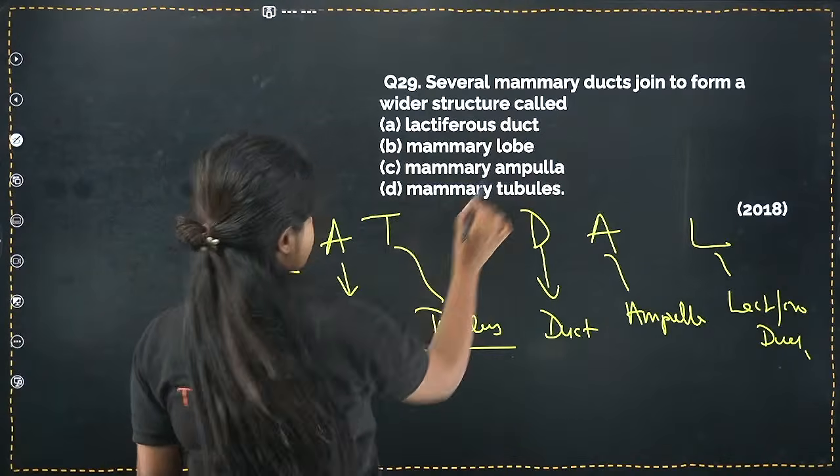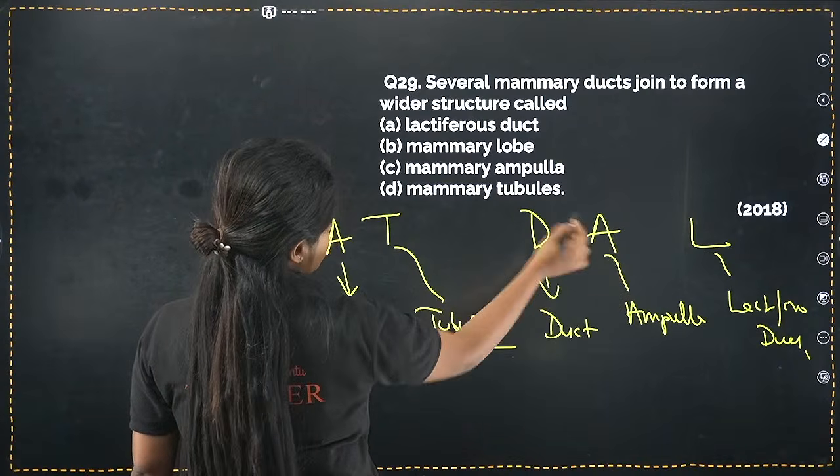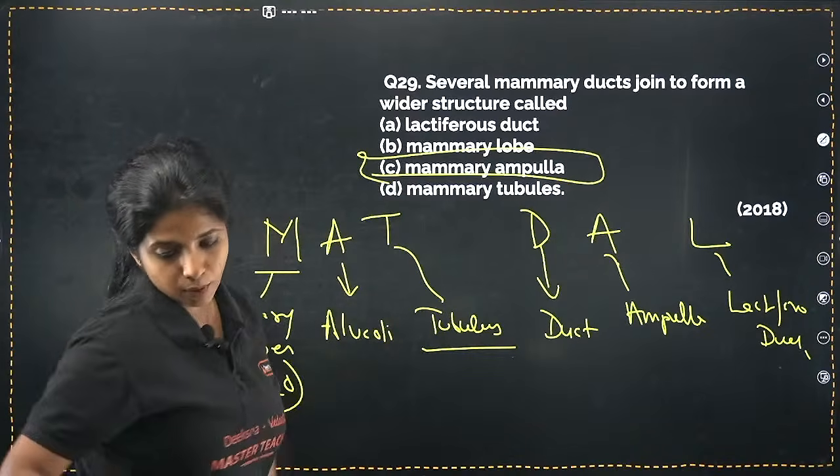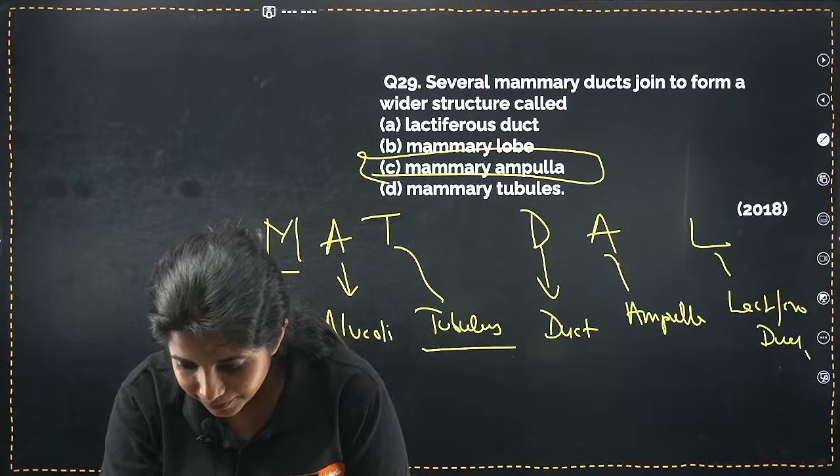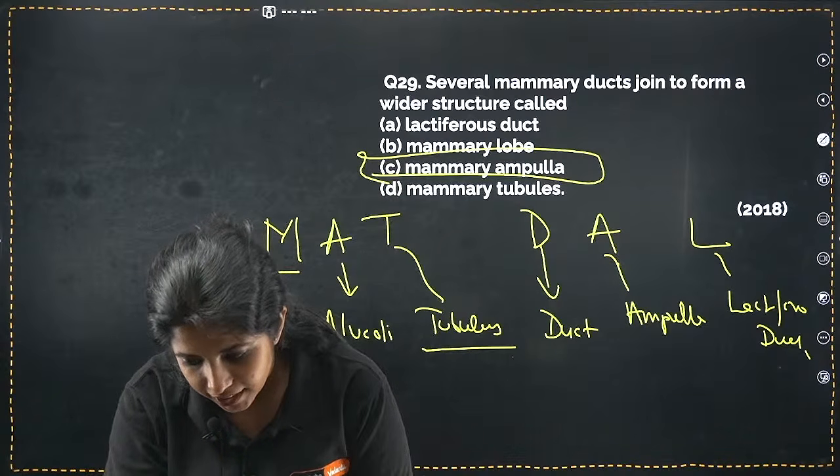So several mammary ducts join together to form a wider structure that is known as ampulla. Sorry, the answer for this question is going to be C. Done? Clear?